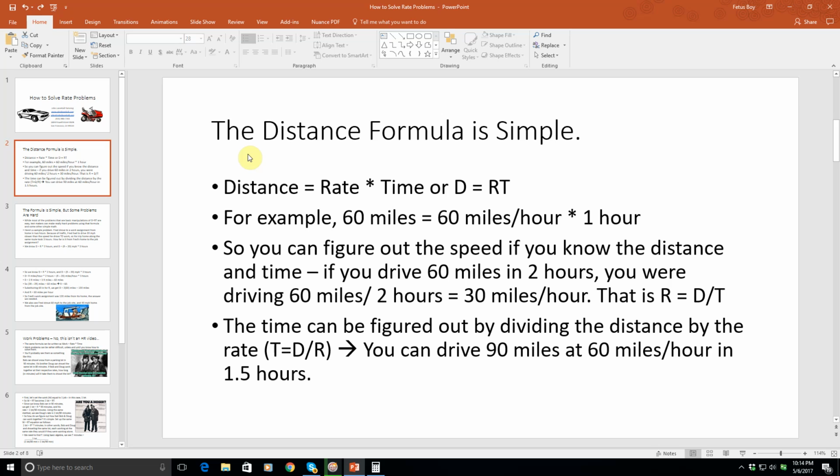The time can be figured out by dividing the distance by the rate. The time is equal to the distance divided by the rate. For example, you can drive 90 miles at 60 miles per hour in 1.5 hours. So you just divide 90 by 60 to get 3 over 2, which is the same as 1.5.